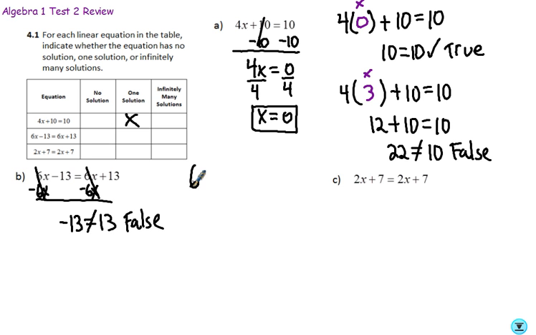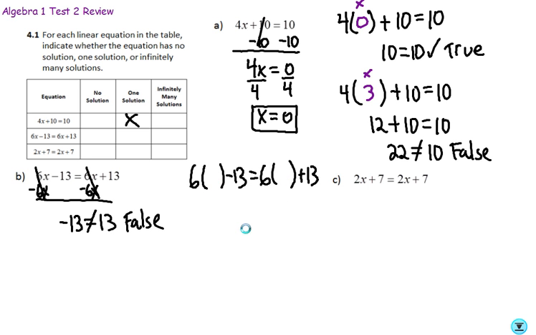All right, so let's take 6x minus 13 equals 6x plus 13. And so let's plug in a number. Let's plug in 2. So if I plugged in 2, I'd get 12 minus 13, which would be a negative 1. Here I'd get 12 plus 13, which would be 25. Well, negative 1 equals 25. That's not true.